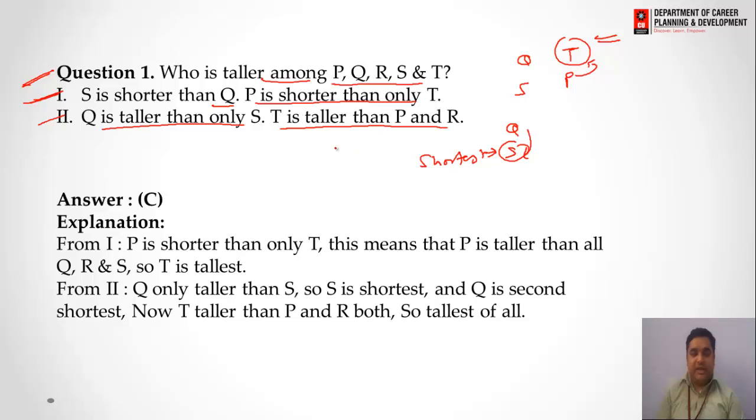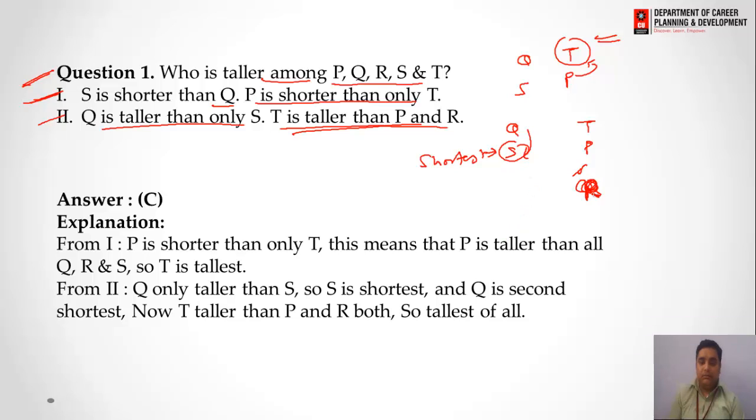As we have, T is taller than P and Q. The variables T, P, R, Q, S are what we have. T is the person that is tallest of all the people, hence the answer is option C. Both statements individually are sufficient to answer the question.